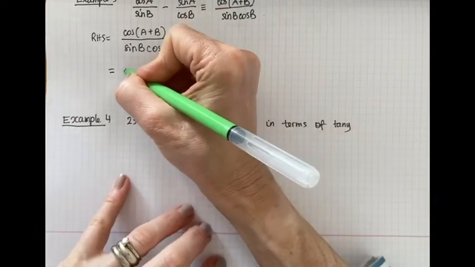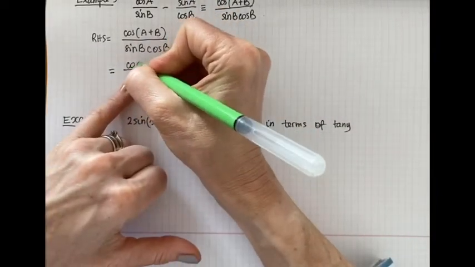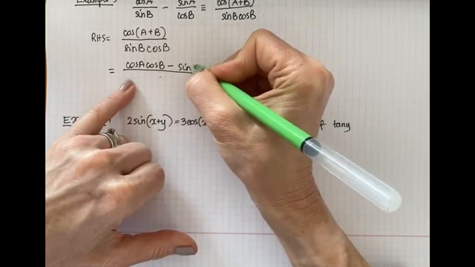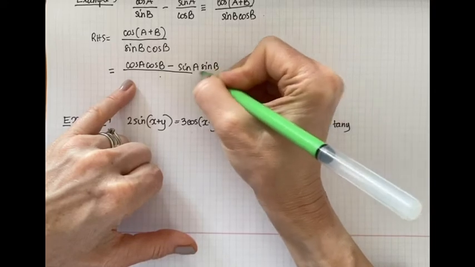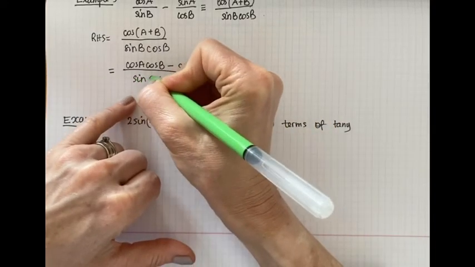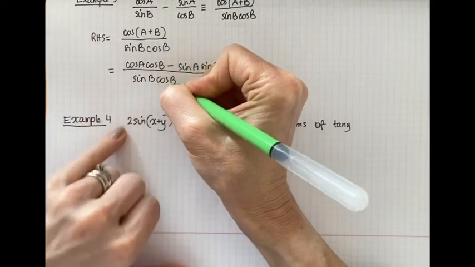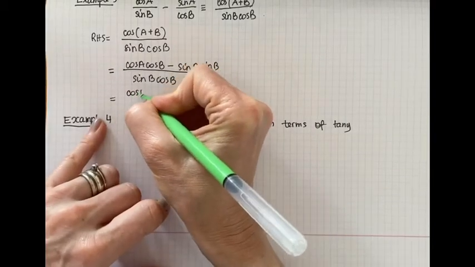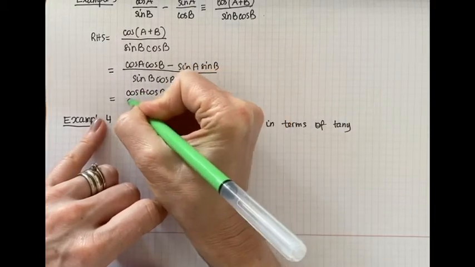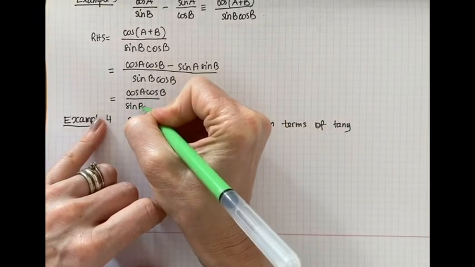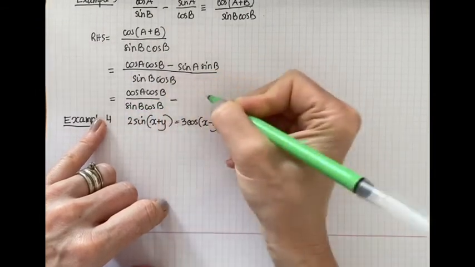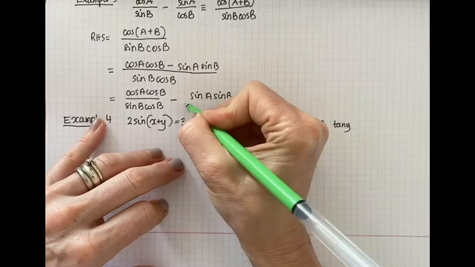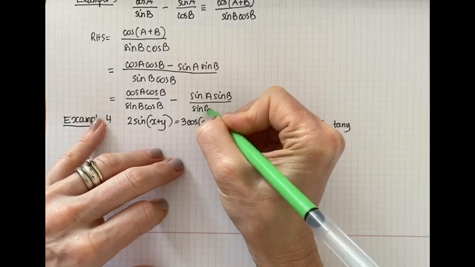So we are going to expand the numerator using the addition formula. So we've got cos A cos B, subtract sine A sine B. And then the denominator is the same. Here we've got to separate these into two terms. So it's cos A cos B divided by sine B cos B, minus, you've got sine A sine B over sine B cos B.